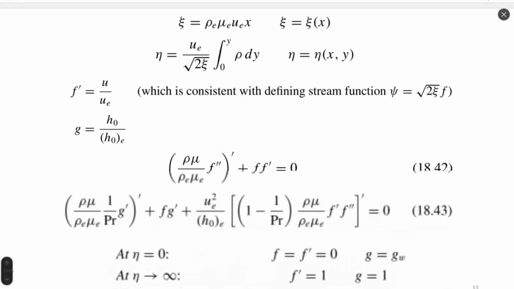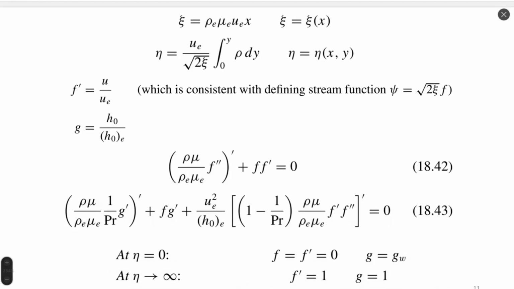Transformation of these equations is done by introducing new parameters. In the X direction, it will also be an eta function. Now the eta function would be a product of density, viscosity coefficient, and velocity outside of the boundary layer, all with E subscript, multiplied by the X coordinate. So this parameter will explain to us the dimensionless coordinate in the X direction.